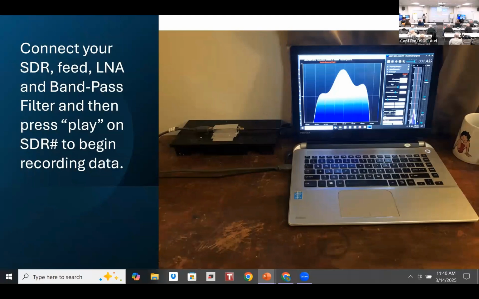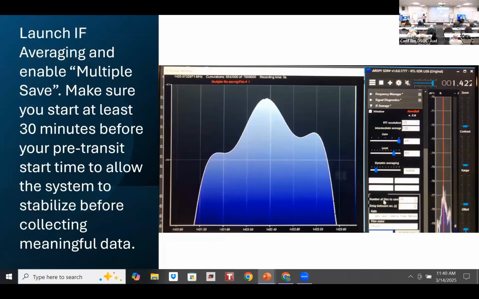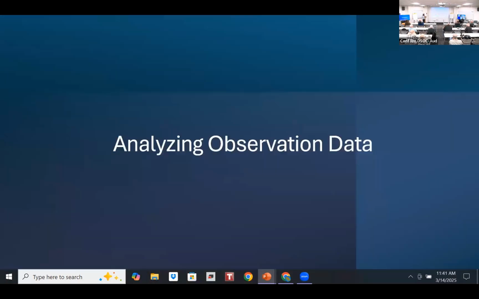Okay, then I connect up my SDR, my feed, my LNA, my bandpass filter, and then I press play and start recording. Launch the IF averaging, enable multiple save, and then I start collecting at least 30 minutes before my pre-transit start time to let the system stabilize before useful data is being collected.